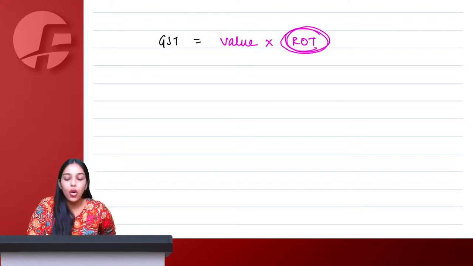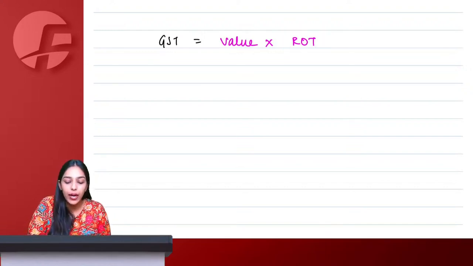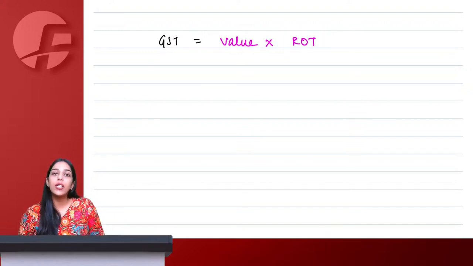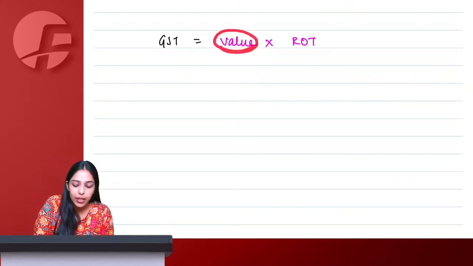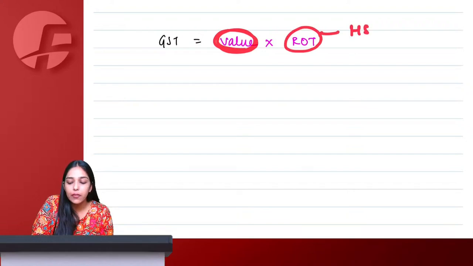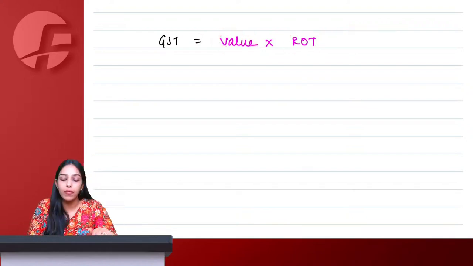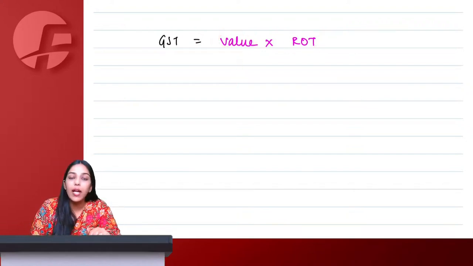Now, rate of tax is not a problem because government has notified the rate of GST applicable according to HSN code for all goods and services. So, we need to determine value of supply. Rate of tax we will automatically get from HSN code which is notified by government. So, how to determine value of supply?